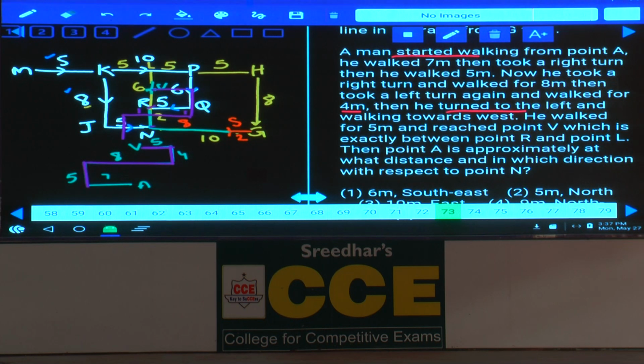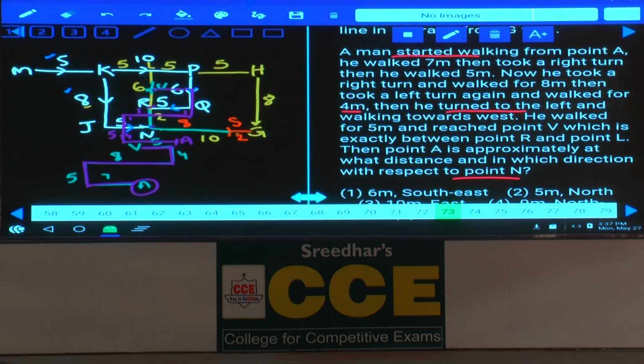Now in this one, this person has to travel 5 meters, 1 is already covered here, 4 is left over. And from here, how many meters does this person have to travel? 7 meters. Earlier he travelled 8 meters, now this person has travelled 7 meters. Now finally this person is here. Then what is the question here? What is the distance? Point A is approximately at what distance and in which direction with respect to N? Now with respect to N, we need to find out A. Where is A here? And this is A, isn't it?